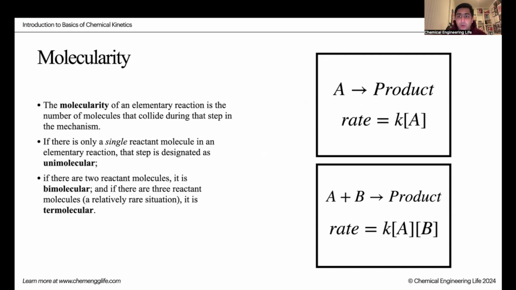So typically we have either unimolecular or bimolecular steps. As you see on the screen at the top, if you have reactant A, a single reactant, being converted into a product, that is unimolecular, and the rate law would be rate equals k times the concentration of A. On the other hand, A plus B makes a product. Now you have two reactants responsible for the final product, and that is bimolecular.